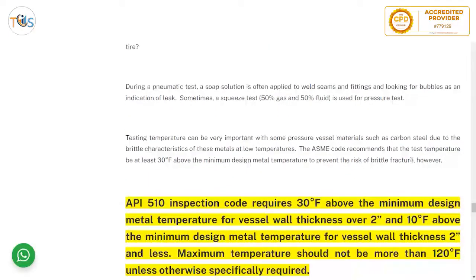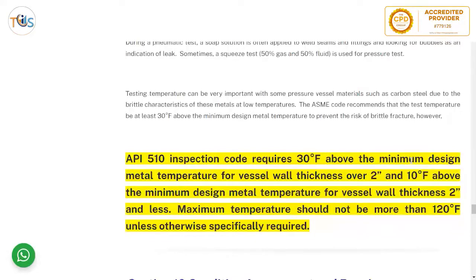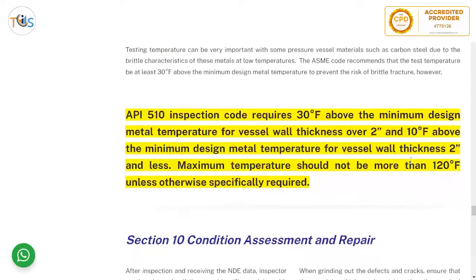Have you ever blown out a car tire? During a pneumatic test, a soap solution is often applied to weld seams and fittings, looking for bubbles as an indication of leak. Sometimes a squeeze test, 50% gas, 50% fluid, is used for pressure test.